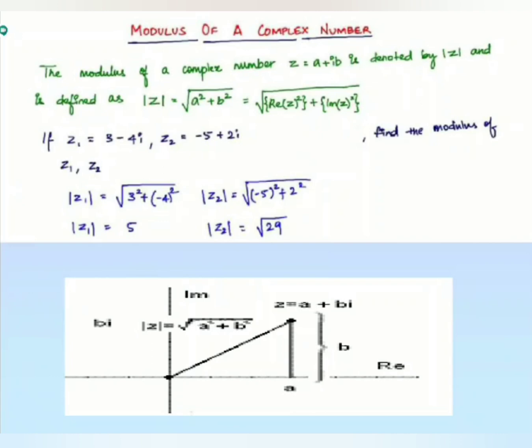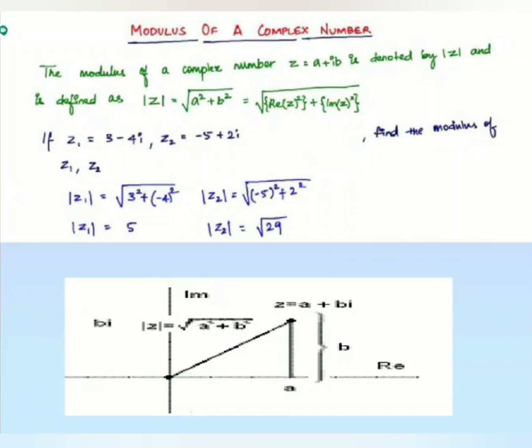Now we consider two examples. If z1 equal to 3 minus 4 iota, find the modulus of z1. Here we compare z1 with a plus iota b. Then we have a equal to 3 and b equal to -4.